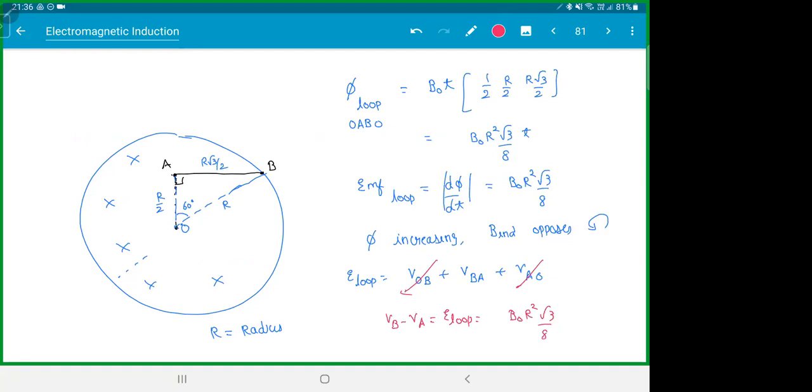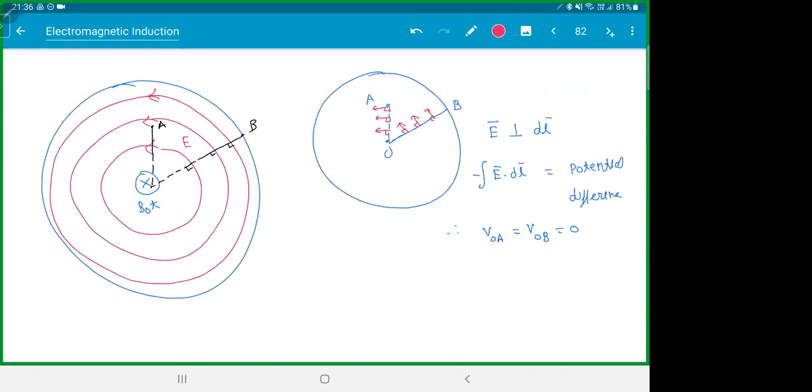Are you sure? To find the entire loop, you'll always get these guys as 0. If you're passing through the center, it is always 0 because the field will always be perpendicular. So EMF in the loop is equal to EMF across AB. You're done. Since the field is perpendicular to the length, there is no potential difference. Or you can say the potential changes in the direction of the field, and there is no field along the radial direction, no? So there's no potential difference, since E is perpendicular to the length.